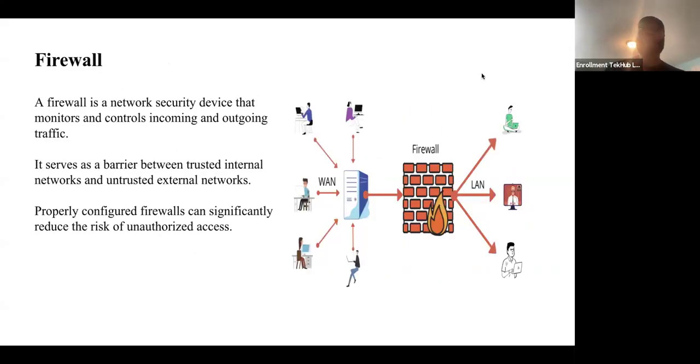Firewalls. All right. A firewall is a network security device that monitors and controls incoming and outgoing traffic. It serves as a barrier between trusted internal networks and untrusted external networks. Properly configured firewalls can significantly reduce the risk of unauthorized access. So your firewall is going to be your first line of defense. All right. Well, not really.